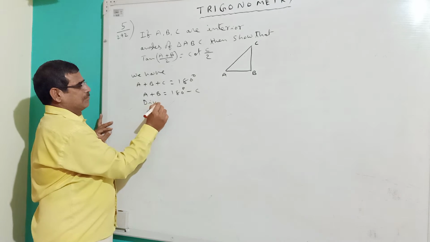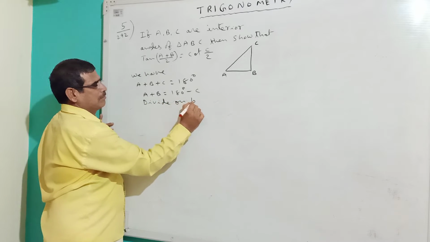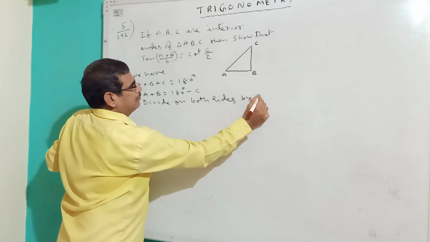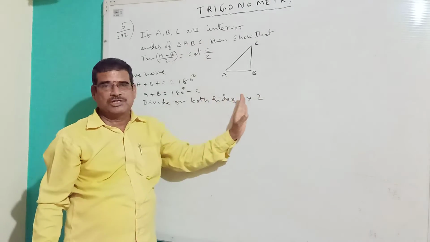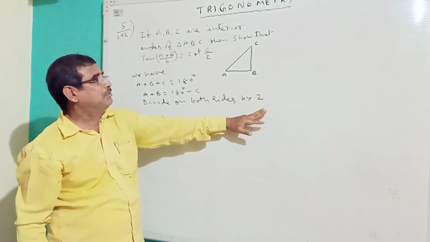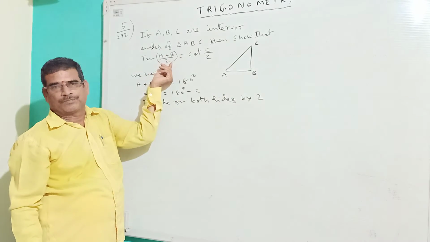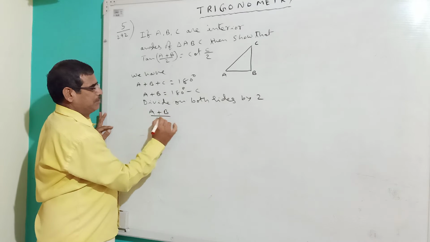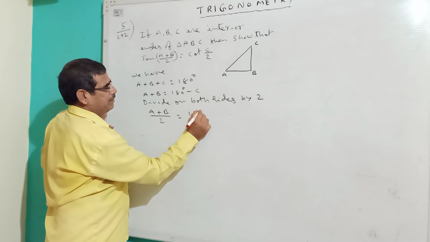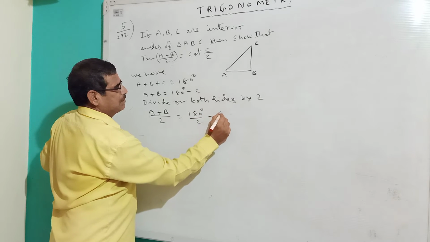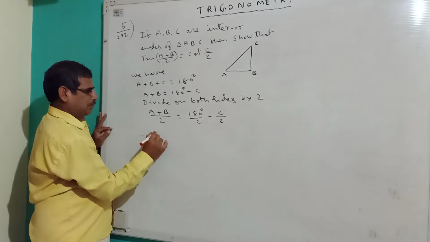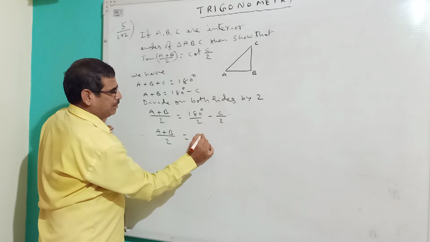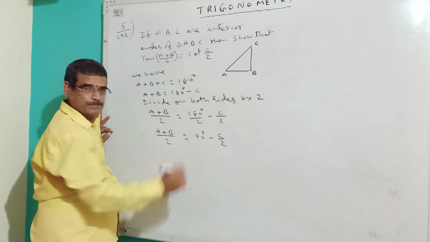Divide on both sides by 2. Why am I dividing on both sides by 2? Here in the answer, 2 is there. So that's why I am dividing. So A plus B by 2 is equal to 180 degrees by 2 minus C by 2. So A plus B by 2 is equal to 90 degrees minus C by 2.